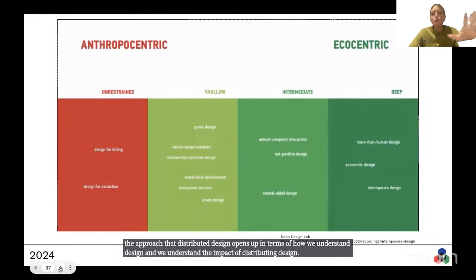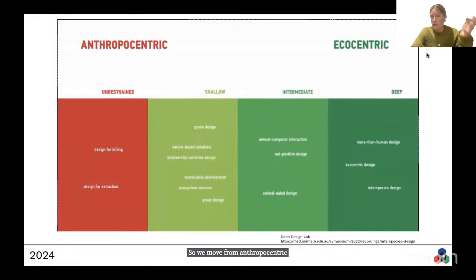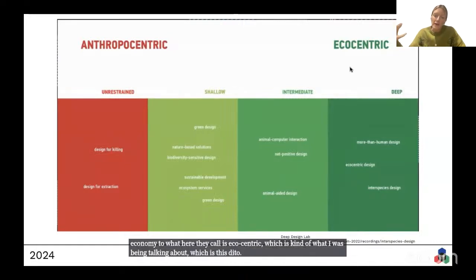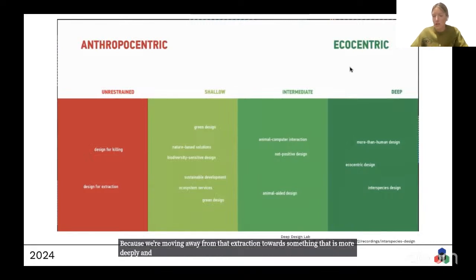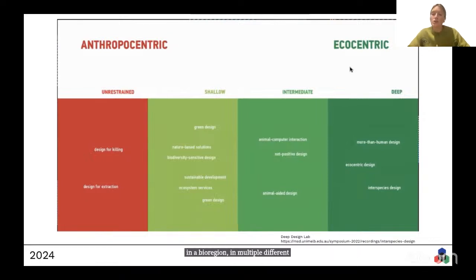So we move from anthropocentric, which we know, which is the extractive economy, to what here they call ecocentric, which is kind of what I was talking about, which is this DIDO, this ability to have more than humans involved in our processes. Why? Because we're moving away from that extraction towards something that is more deeply and widely understood as part of being in a bioregion, in multiple different systems that are not only those systems of production and consumption on a global scale. So I really like this one.